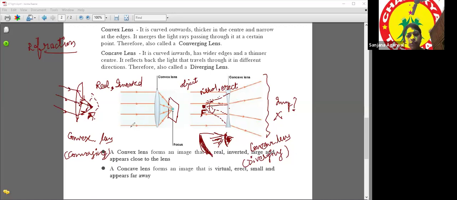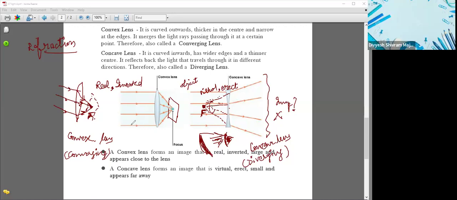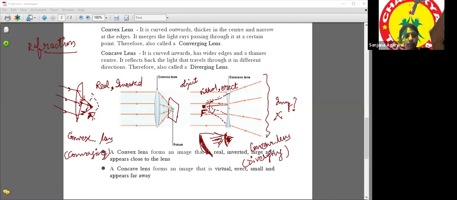Have you got it, or should I repeat? Yes, ma'am, we got it. Ma'am, can you repeat? Okay, in mirror and in lens. Do one thing, first note all this down. I should first clear the screen and we'll write again. You first note this diagram.